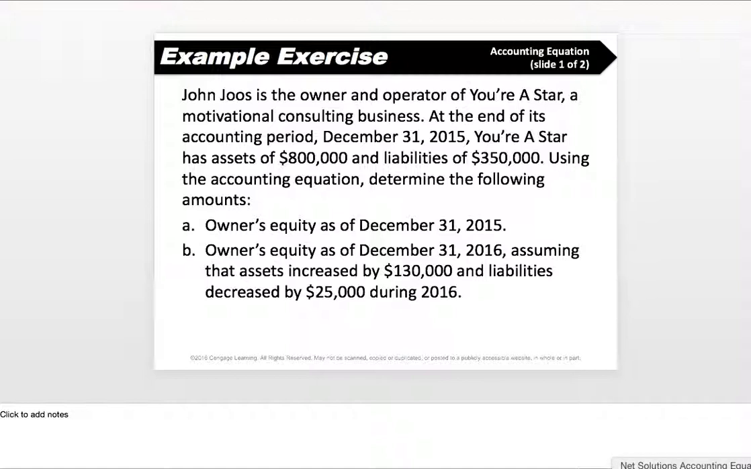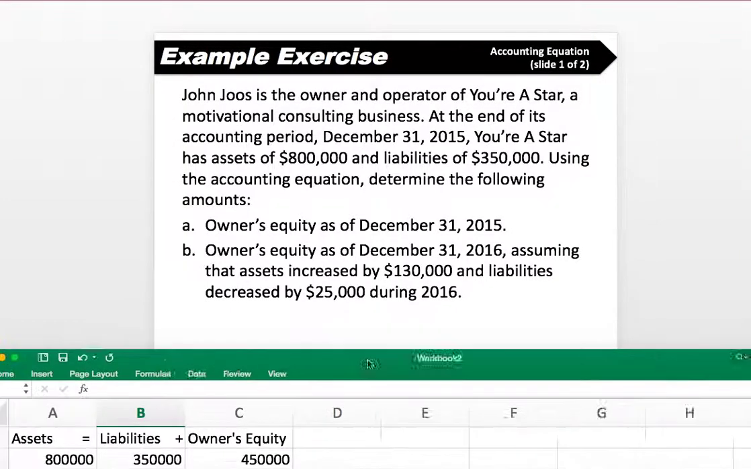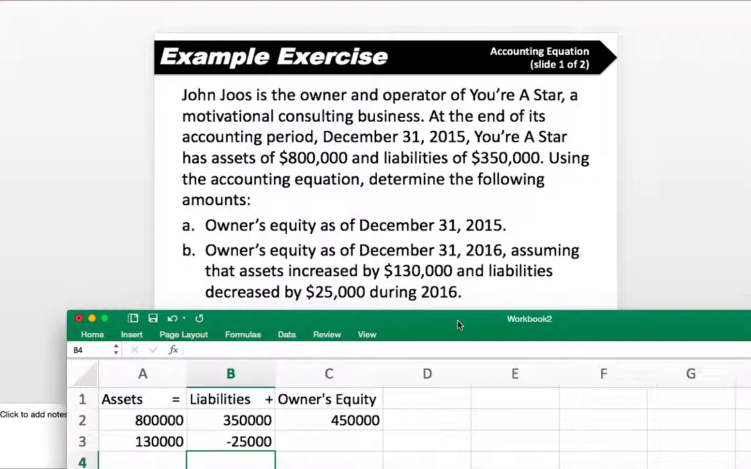So what I'm going to do is pull up an accounting equation here in Excel to kind of mirror what we're doing on the slide here. And it says, John Hughes is the owner and operator of Eurostar, a motivational consulting business. At the end of the accounting period, December 31st, Eurostar has assets of $800,000 and liabilities of $350,000. Using the accounting equation, determine the following amounts.